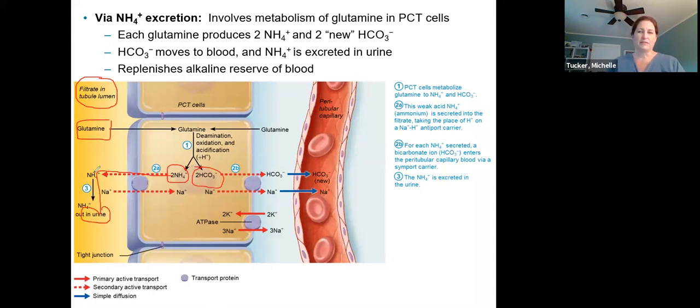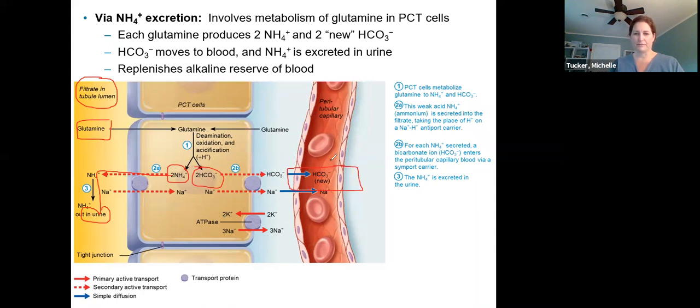Even though this is positively charged, this is not secreting hydrogen ions. It occurs during the process of splitting the glutamine. However, it does generate two new bicarbonate. So we have two new bicarbonate over here.